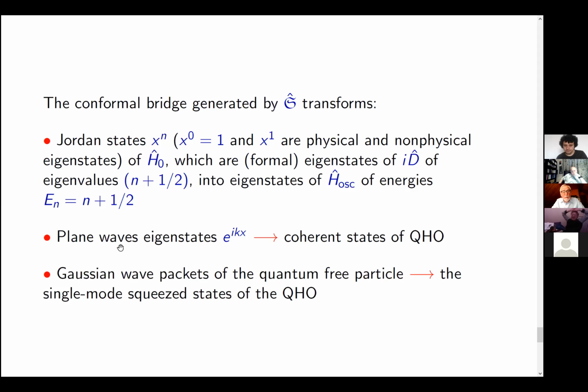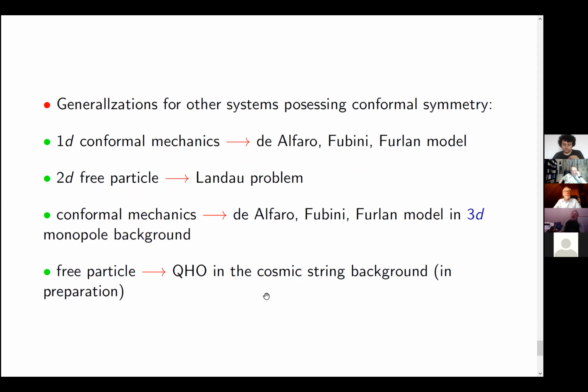On the other hand, if we apply the same operator to plane wave eigenstates of the free particle, they are transformed into coherent states of the quantum harmonic oscillator. Another interesting class of states for the free particle corresponds to Gaussian wave packets, which we can construct using a superposition of the eigenstates of the free particle. And it is interesting that Gaussian wave packets, by applying this operator sigma, are transformed into squeezed states of the quantum harmonic oscillator.